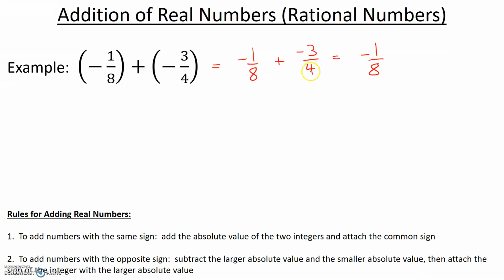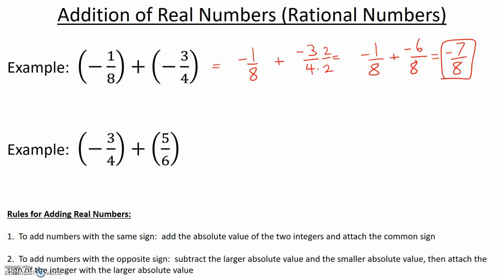To rewrite negative 3 over 4 with the denominator of 8, you would multiply the 4 by 2, which means you would also have to multiply the numerator by 2. Negative 3 times 2 is negative 6 over 8. Negative 1 over 8 plus negative 6 over 8 is negative 7 over 8.